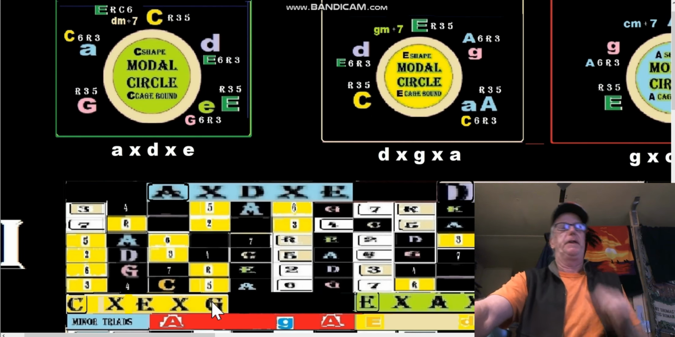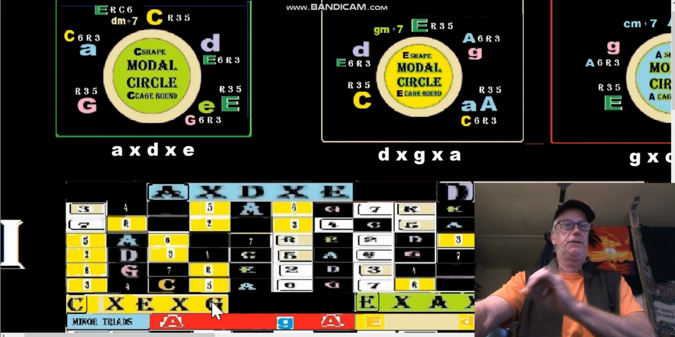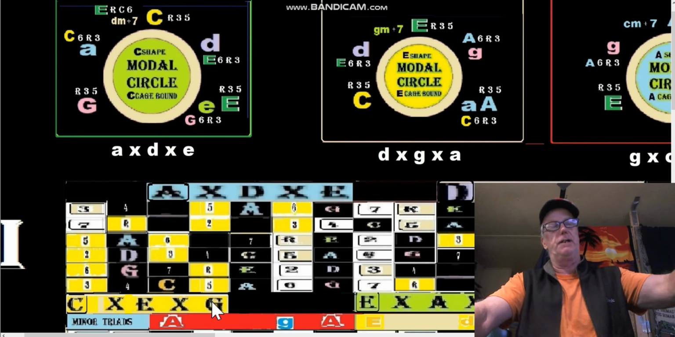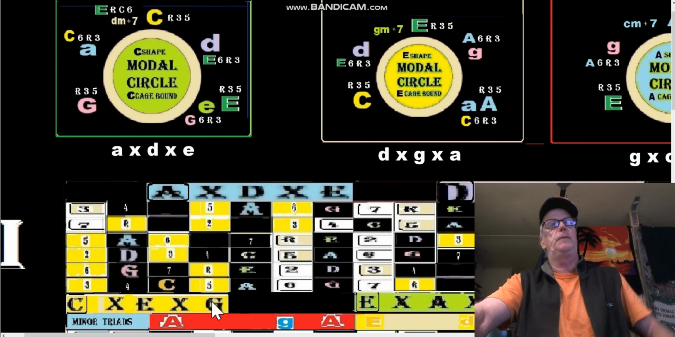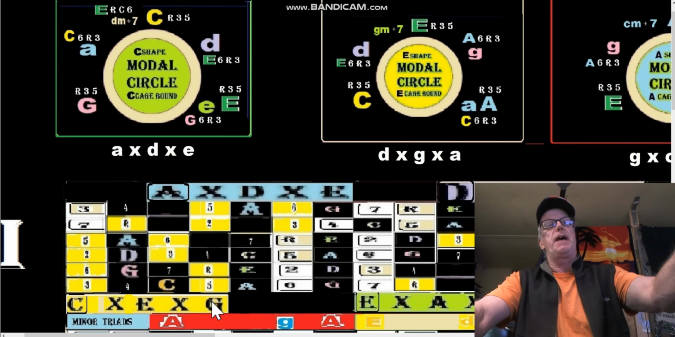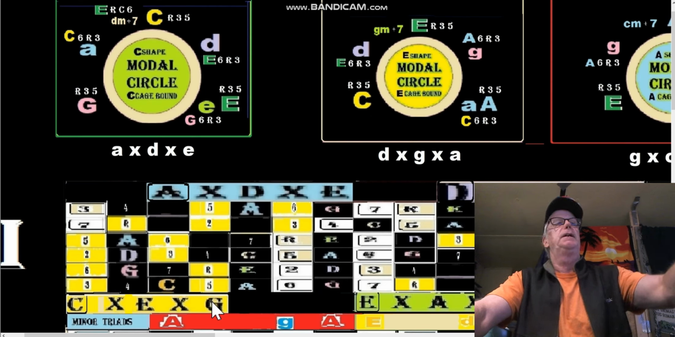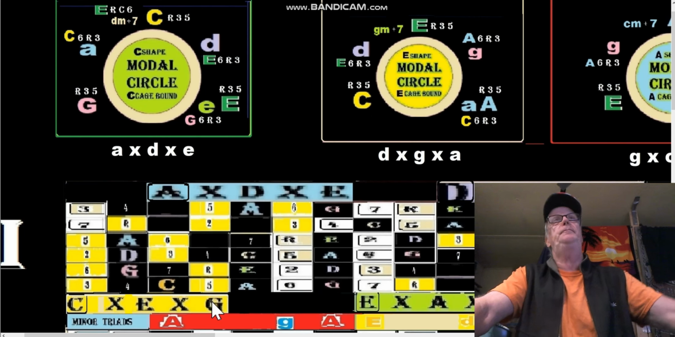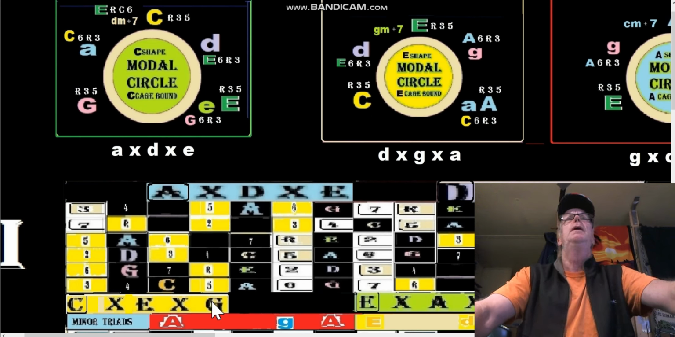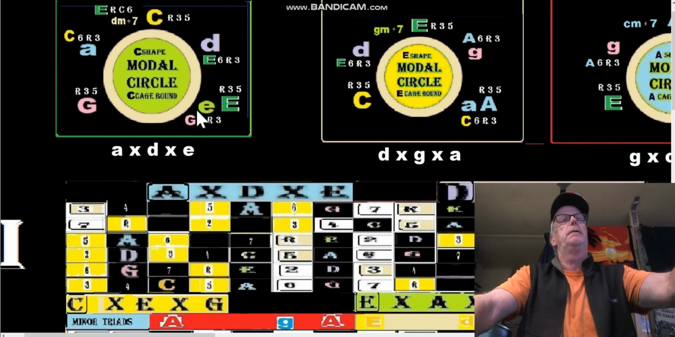the CAGED system is based on the key of C, the notes of the pentatonic scale: C, D, E, G, A, C. Okay, the pentatonic scale would be C, G, A. I just said that. The word CAGED, that's backwards: C, A, G, E, D. So that being said, we go to a pentatonic scale modally.